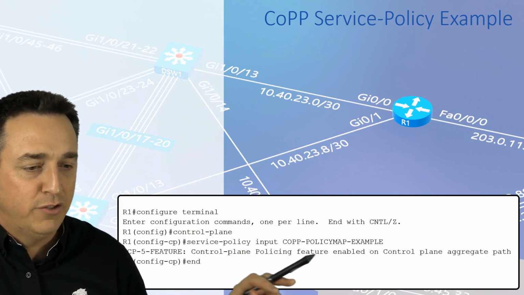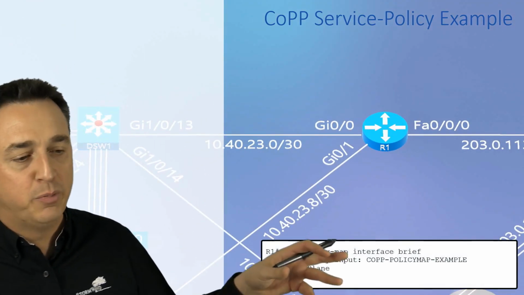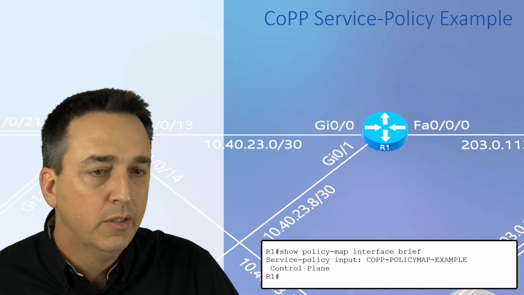All right, so now the feature has been enabled in the control plane. Great. So if we type in show policy map interface brief, what will we see in this example? CoPP policy map example. Control plane.